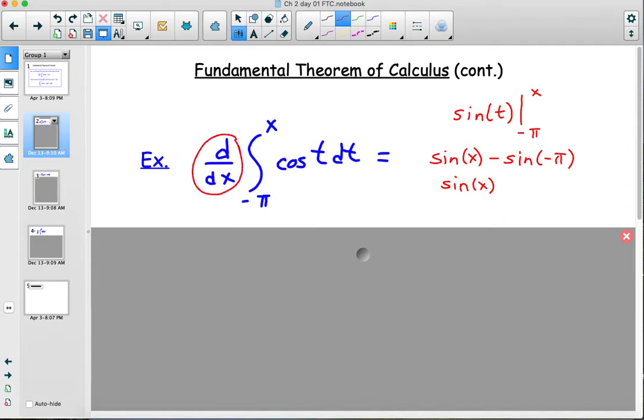Now we want to take the derivative with respect to x of that, and that's just going to equal the cosine of x. And even if this constant was something other than 0, the derivative of that constant will be 0. So it's always just going to be cosine of x, no matter what this value is down here.